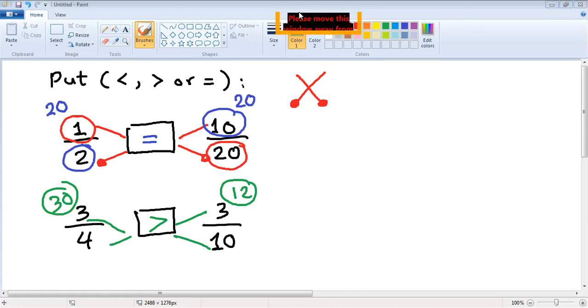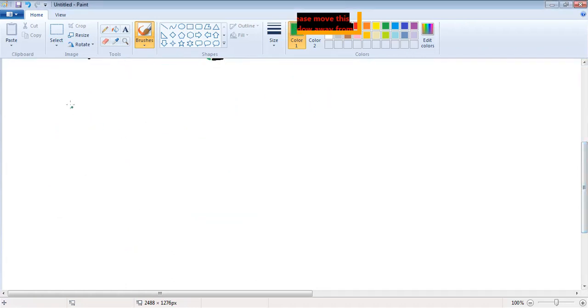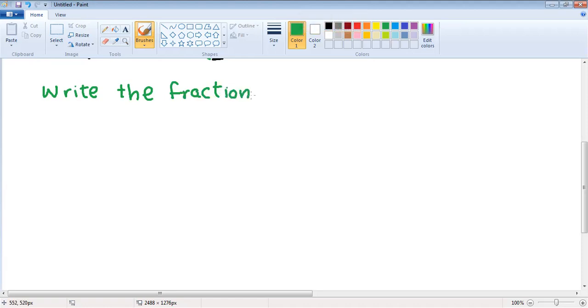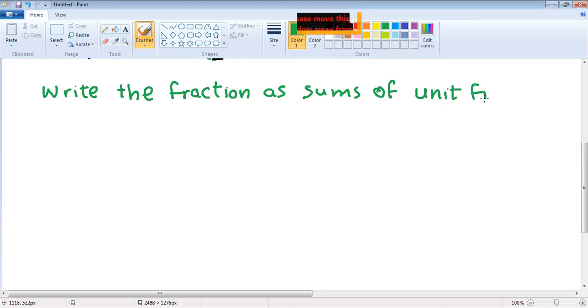Look. Write the fraction. Read the title, please. I'll read it. Write the fraction as sums of unit fractions.